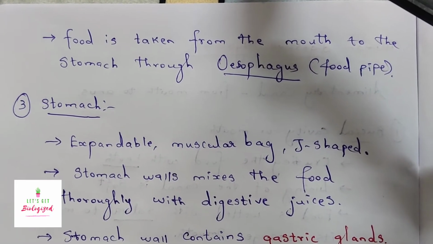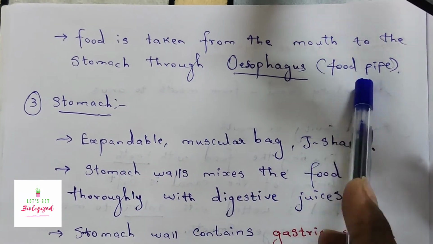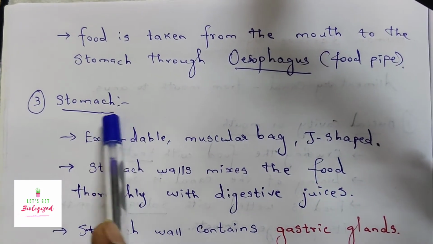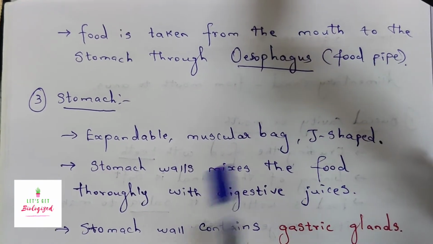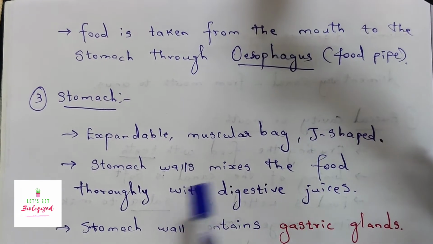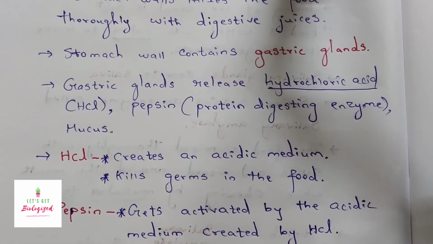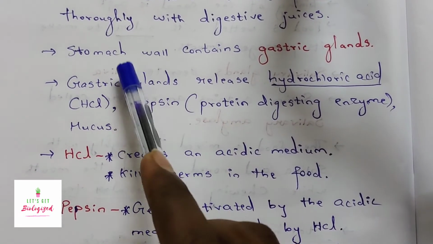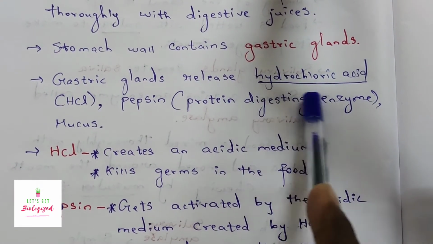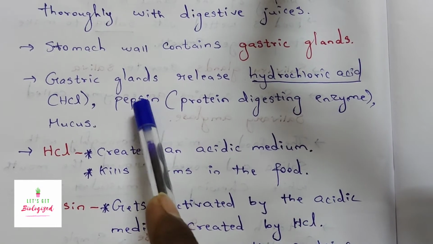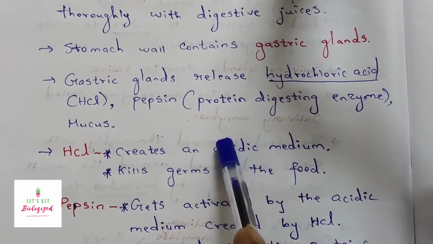From the mouth, food comes to the esophagus through swallowing, and from the esophagus, food reaches the stomach. The entry of the stomach has a sphincter muscle, and the stomach is like an expandable muscular bag, which is J-shaped. The stomach wall mixes the food with the digestive juices it secretes. Gastric glands are present in the stomach wall. They produce hydrochloric acid, whose pH is 2, and pepsin, a protein digesting enzyme, and mucus.